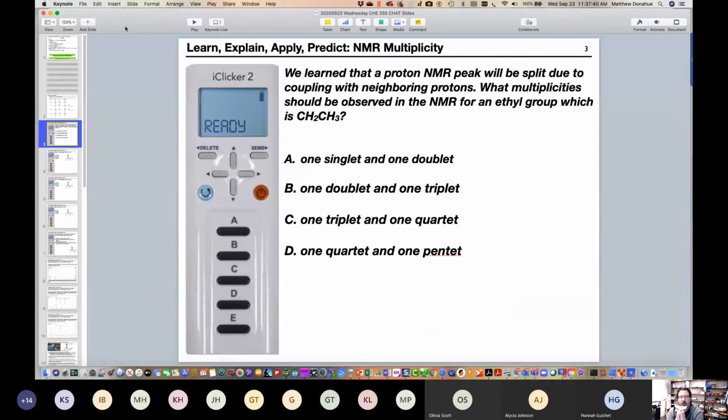So here's a question for you. We learned that a proton NMR peak will be split due to coupling with neighboring protons. What multiplicity should be observed in the NMR when an ethyl group, which is CH2, CH3, is present? So in the chat, what pair of signals should you see for an ethyl group? So yeah, the majority of responses is one triplet and one quartet.